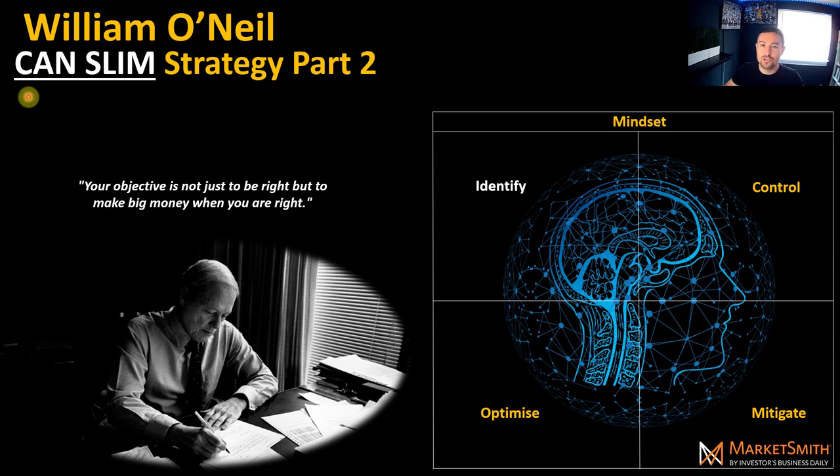Here we go, part two of the William O'Neil CANSLIM strategy. Now, part one was focused on the identification. That's in terms of the chart patterns O'Neil was looking for, cup and handles, flat bases, high tight flags, double bottoms, so on and so forth, and also the CANSLIM fundamental characteristics. Huge earnings, huge sales, return on equity, big estimates, institutional sponsorship, so on and so forth.